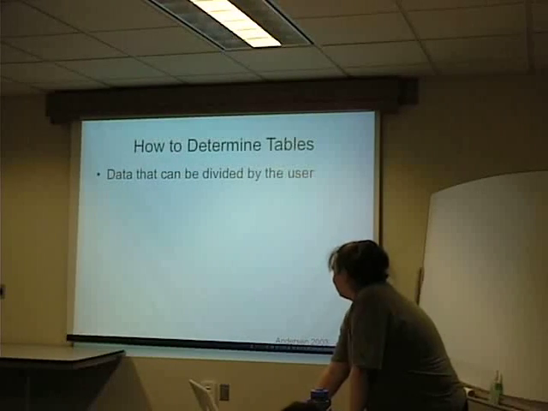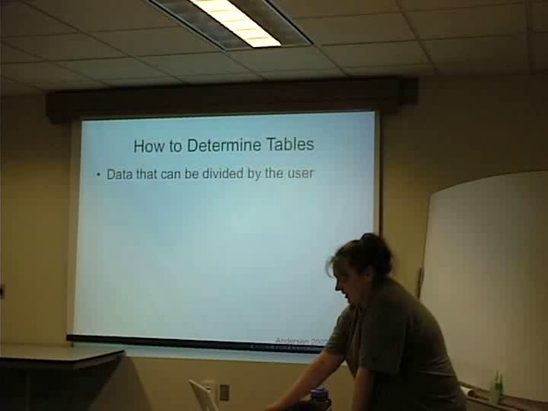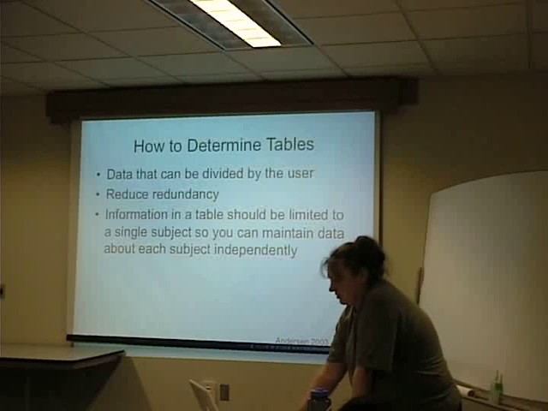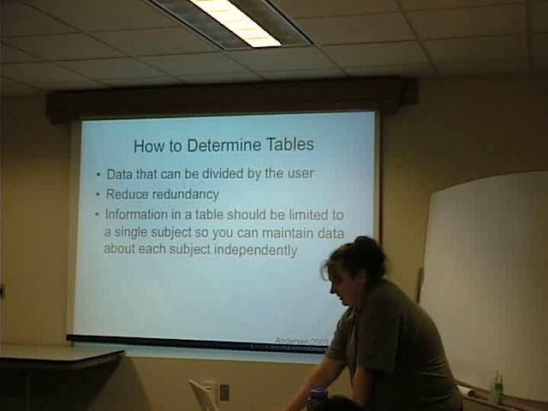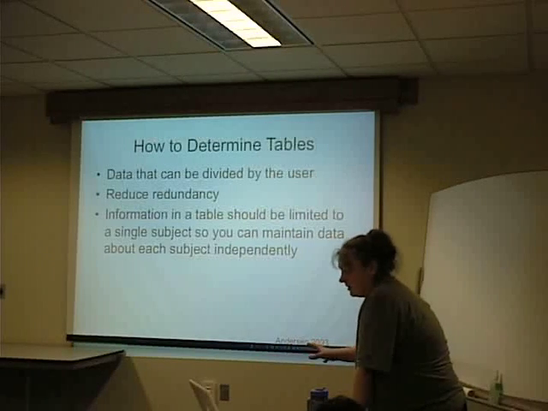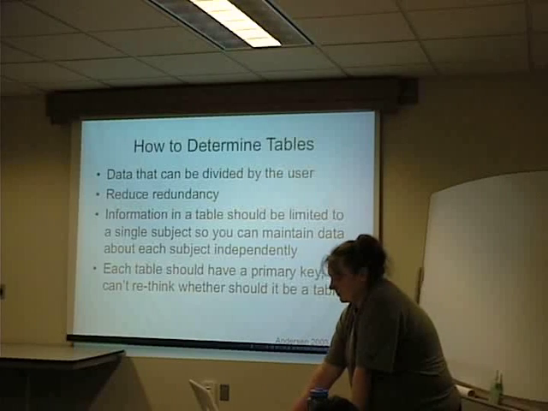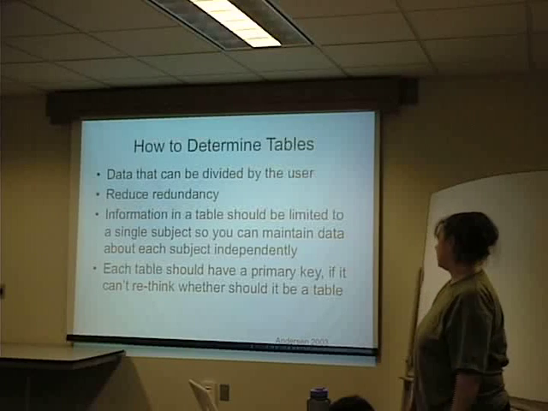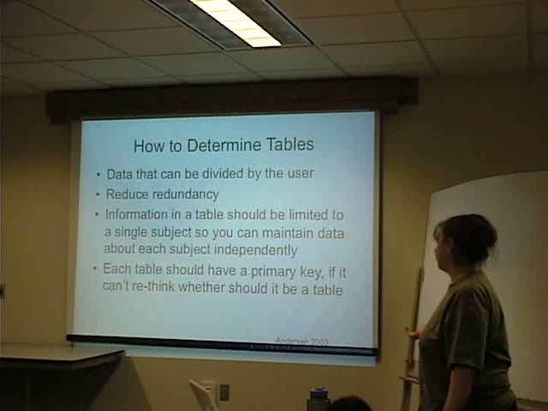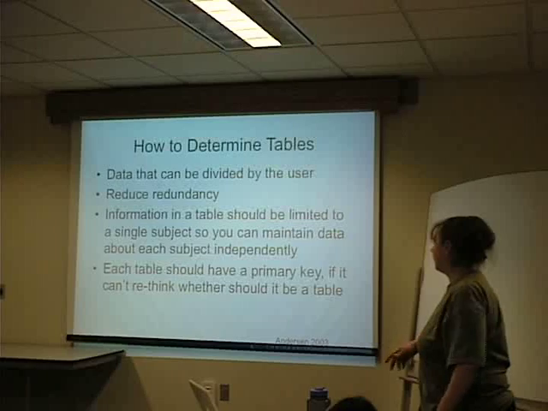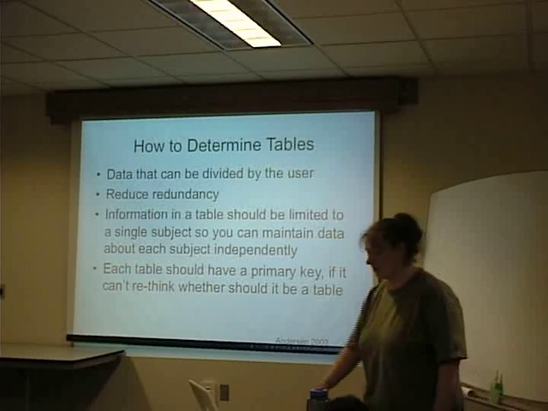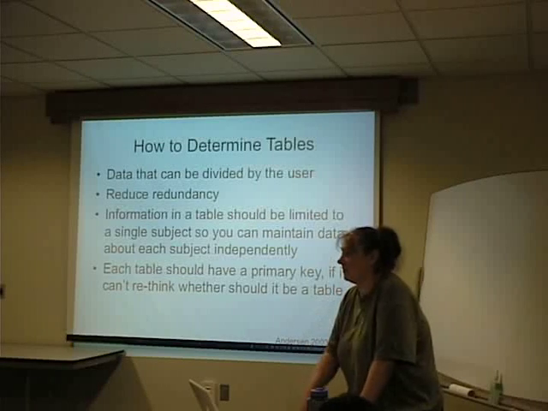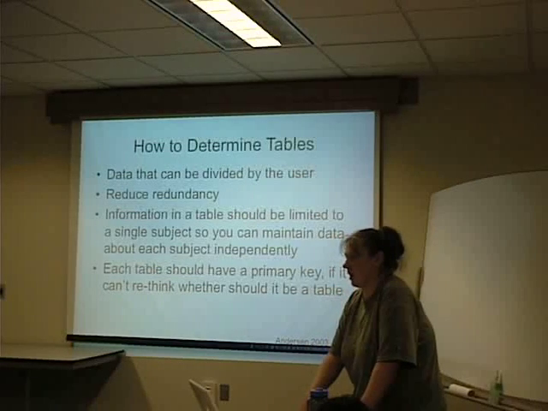This is kind of repetitive of the data that can be provided by the user. Reduce redundancy. The table should be limited to a single subject that can maintain the data independently. And if the table can't really figure out a primary key for it, you might want to rethink whether it should be its own table. So you mean like UCU fire was the primary key for that one? Yeah, it was a unique combination.